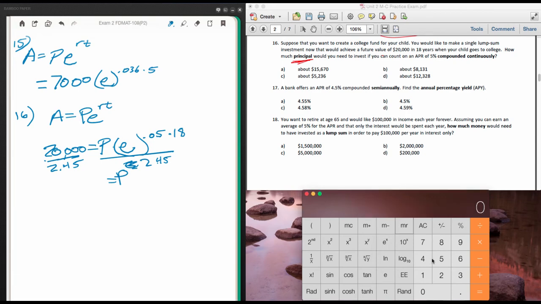Now that I've done that, I can clear this out and go 20,000. And we'll divide that by the memory recall, which was that 2.45, which has all the value, and then $8,131 is my P. So that's how much I should start with, so that 5% compounded continuously over 18 years would give me a future value of $20,000. So we'll come up here, and B is the answer. So I'll circle that, and we'll move on to the next question, number 17.